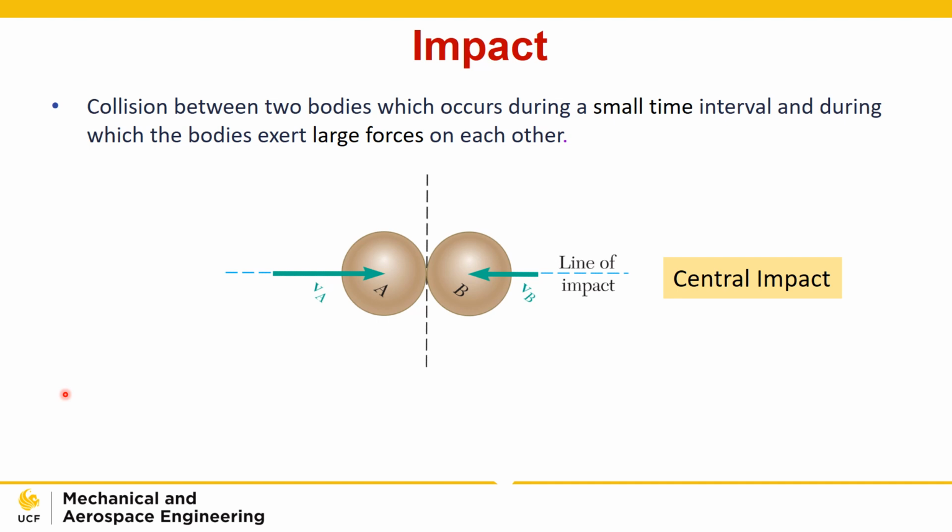Central impact occurs when the direction of motion of the mass centers of the two colliding particles is along a line passing through the mass centers of the particles. This line is called the line of impact. The line of impact is perpendicular to the plane of contact. The plane of contact is a plane that is tangent to the surfaces of the colliding particles in contact.